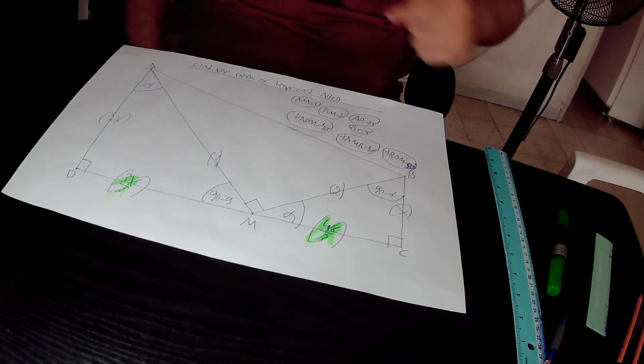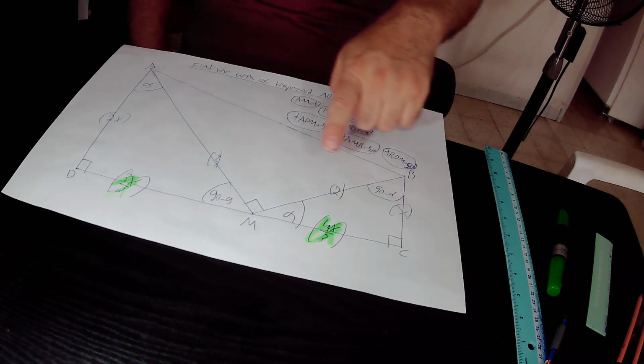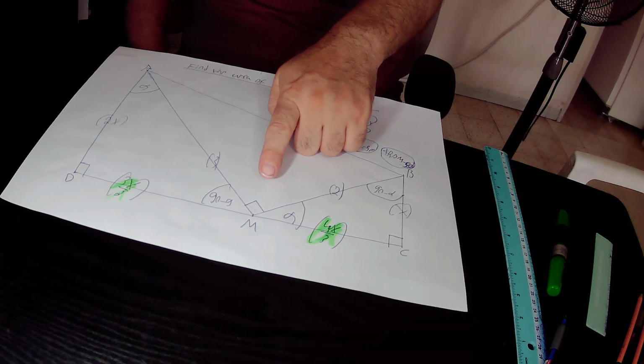DC is one side of trapezoid ABCD, therefore it is absolutely a straight line. So if you focus on the upper side of the straight line DC at point M, the sum of the angles must be equal to 180 degrees according to rule 3, which states that the sum of the angles on one side of a straight line is equal to 180 degrees.